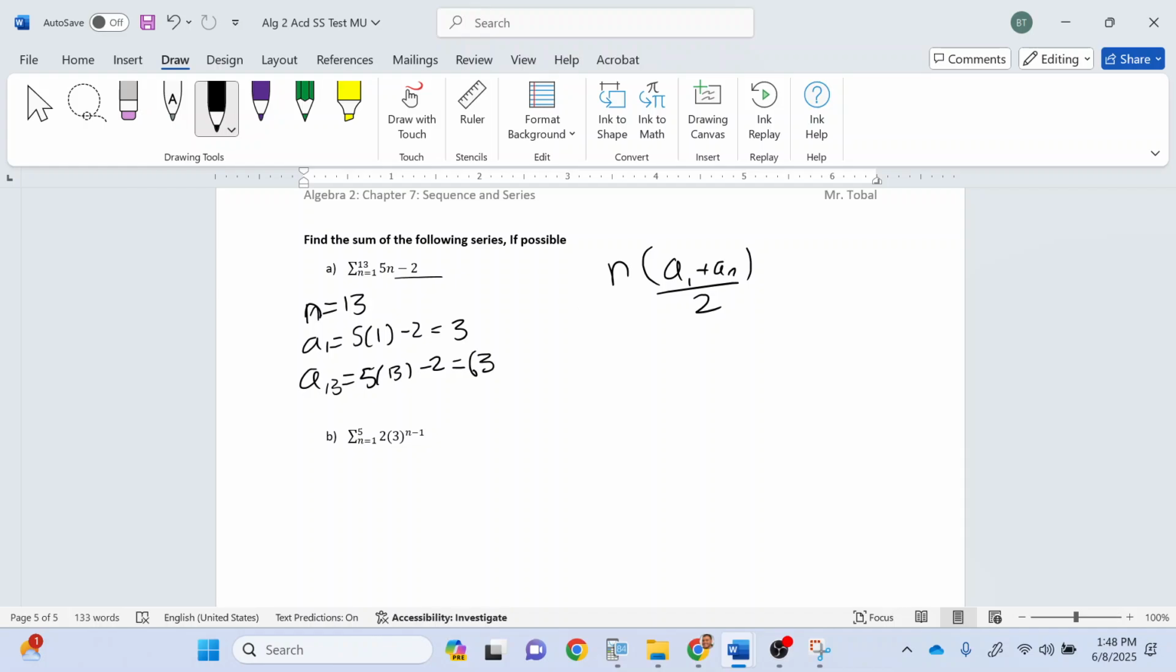So then I'm just going to plug it into my equation. 13 times 3 plus 63 over 2. Oh, shoot. 3 plus 63 equals 66, times 13 divided by 2. That's going to be 429.